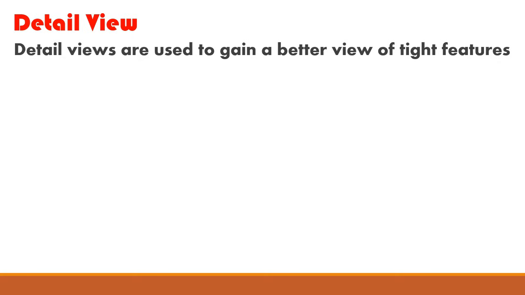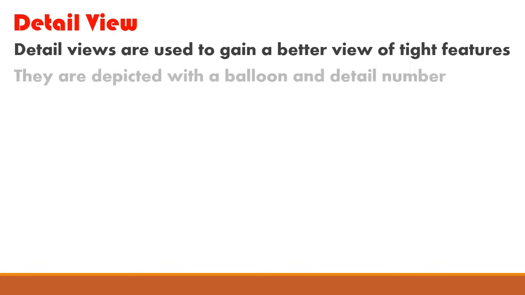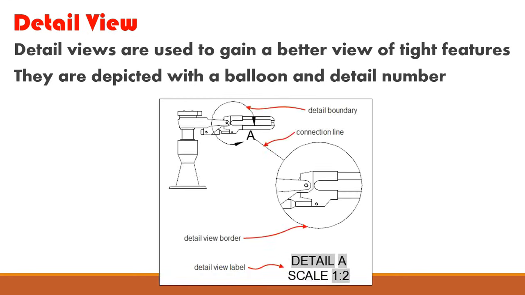Now the detailed view is used to gain a better view of tight features. So if you have a portion of a component that is just too tight to actually see what it is, you can use this detailed view, and it gets depicted in a balloon with a detail letter. So if you have this component here, which looks like some sort of a welder, and you want to know what's going on in this section A, you have a detailed view. You open it up as detail A inside of a balloon or some sort of depiction, blow it up to a scale of 1 to 2, and now you can start to portray exactly what is required in this component.